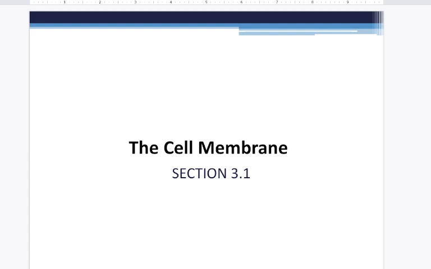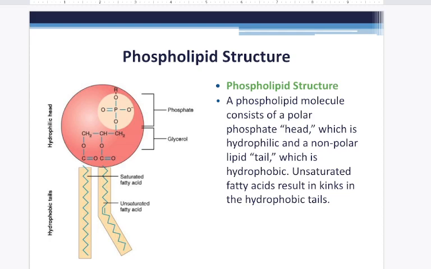The cell membrane is a phospholipid bilayer, which means it contains a fatty acid tail and a phosphate head. The phosphate head functions as a hydrophilic head, meaning that it is attracted to water, or that it is soluble in water. It's not going to repel water. The hydrophobic tails are water resistant, which means that they don't mix well with water.